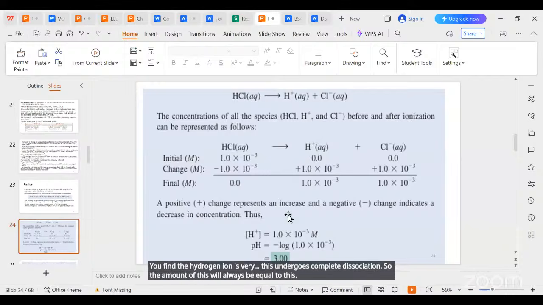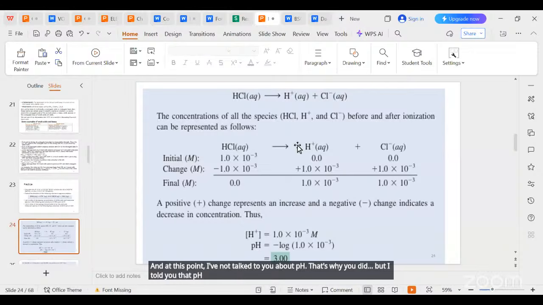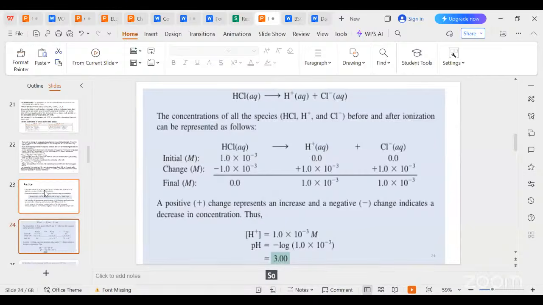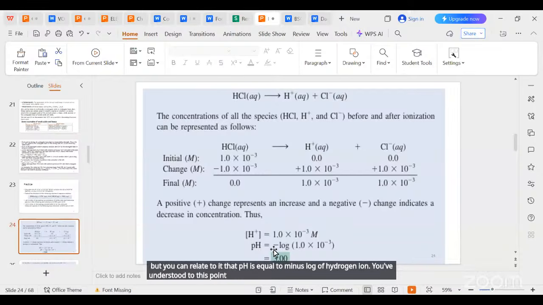That's it. And at this point, I've not talked to you about pH. But I told you that pH is equal to minus log of hydrogen ion. That's why many of you didn't understand at this stage. Maybe when I go back and review this course, I will move this slide to after pH so that there will be fewer questions. The only new thing is that pH is equal to minus log hydrogen ion.